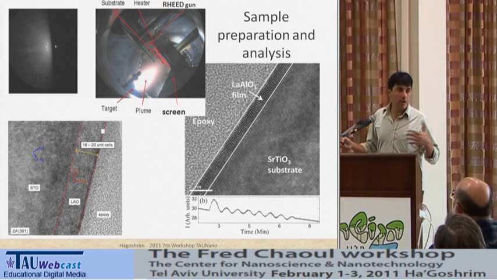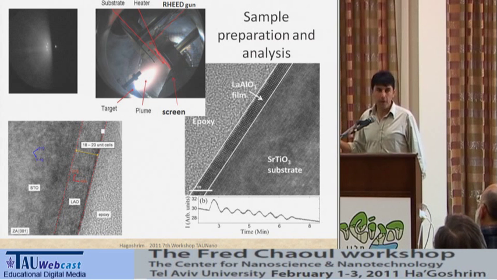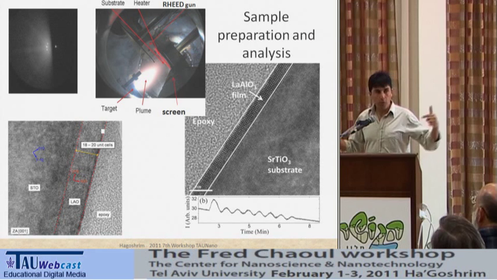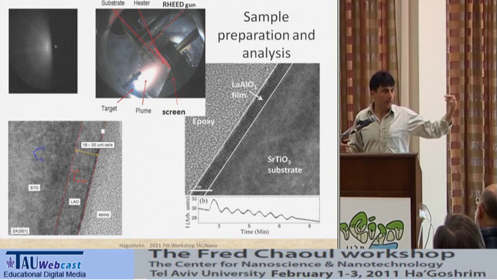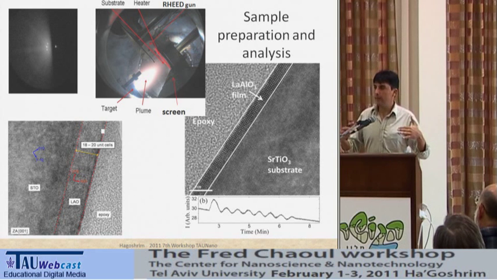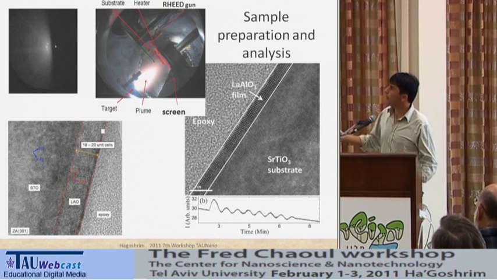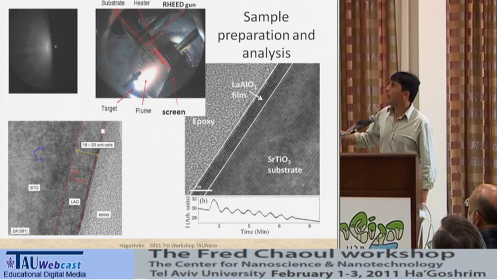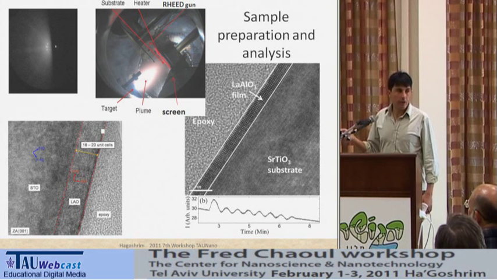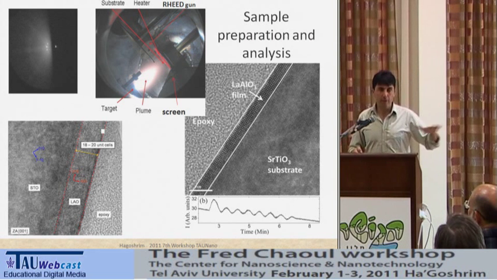While the material is growing, we monitor the growth with RHEED. We look with the electrons. The electron beam is coming in at grazing incidence, and you have a detector, and you can actually look at the electron diffraction. So this is the diffraction from the surface of the strontium titanate, and the amplitude of these points changes when you have a very flat layer.